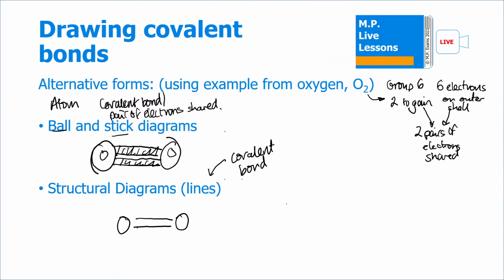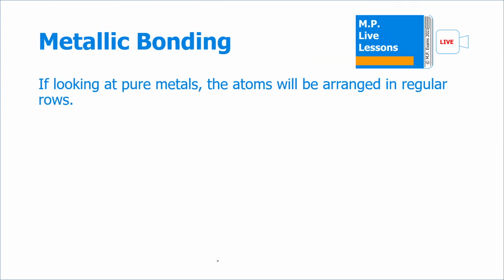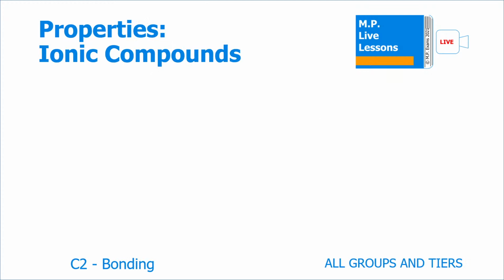Next, we look at metallic bonding. So if we look at pure metals, the atoms will be arranged in regular rows, like this. And we don't need to know the properties just yet. We'll see how metals have their own properties. So this entire section now is about properties of each type of compound.